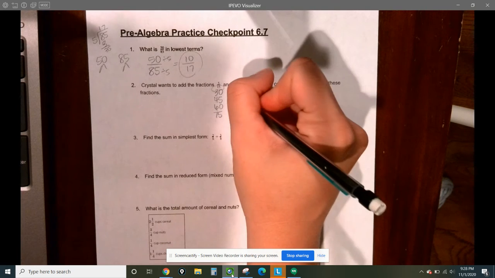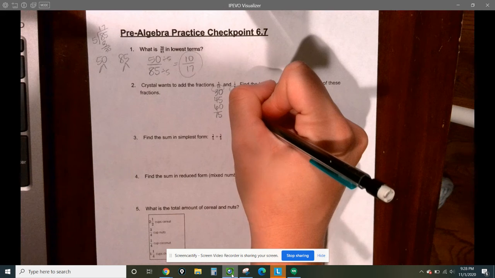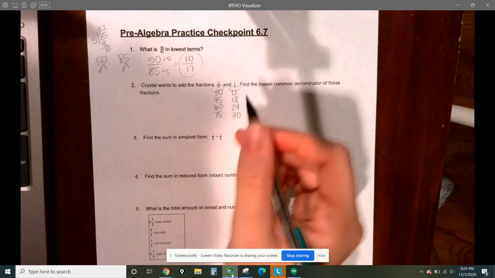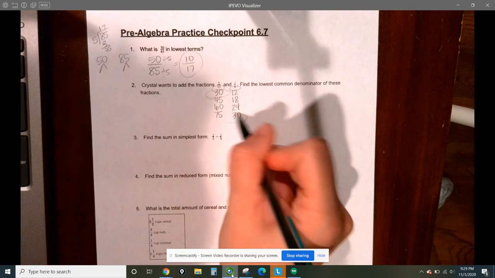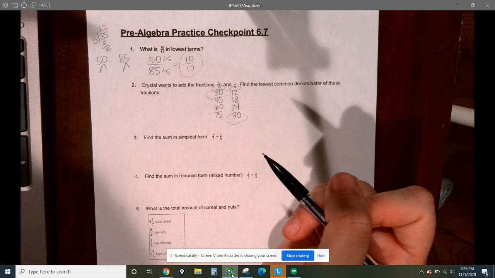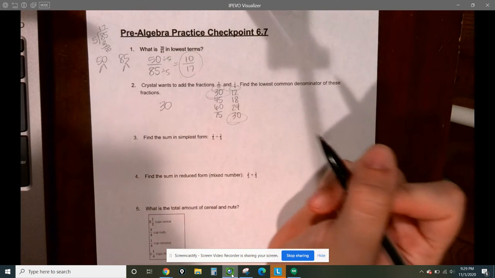So multiples of 6. I have 6. 6 times 2 is 12. 6 times 3 is 18. 6 times 4 is 24. 6 times 5 is 30. So I can see right there that I have a 30 in both lists. So that's the least common multiple. That's going to be our lowest common denominator. So this answer would be 30.